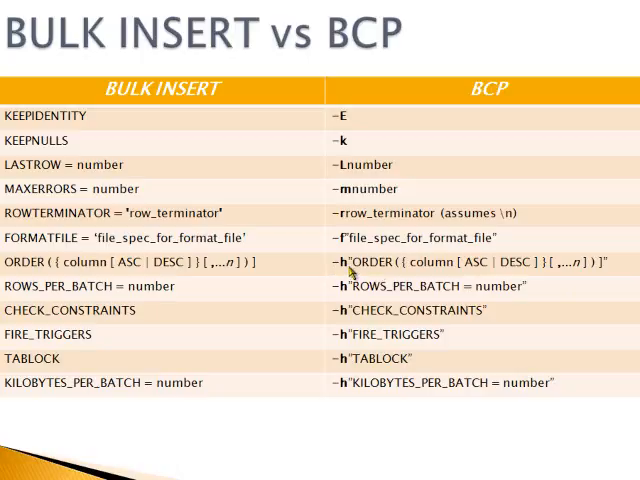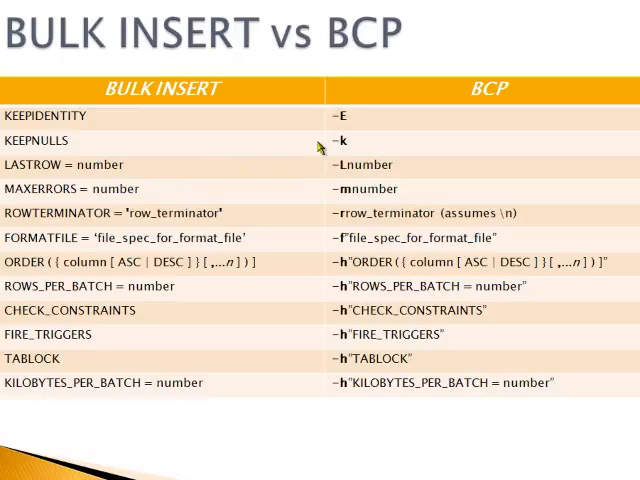-H, open parenthesis, open quotes. Put your order by, your rows per batch, your check constraints, your fire triggers, your tab blocks, so your kilobytes per batch, and then you close your quotes. But you'd have to separate each one of these commands. Here they operate in bulk insert. They operate as completely separate parameters.